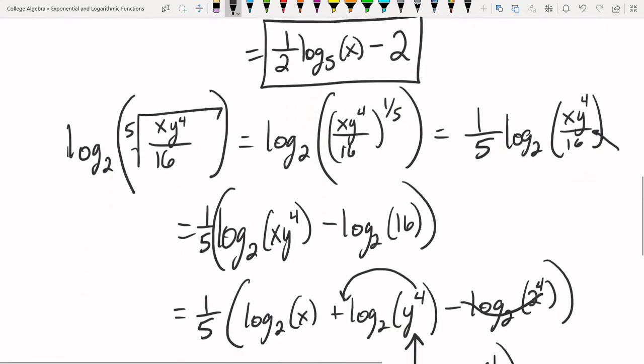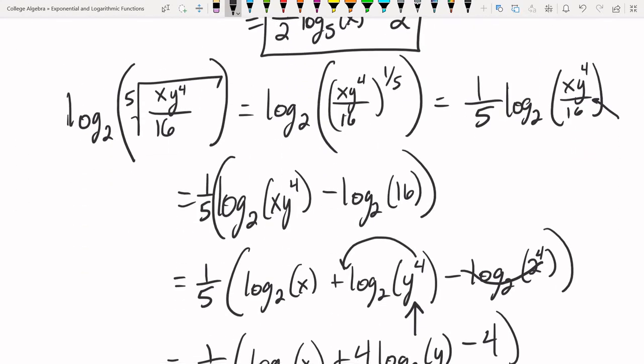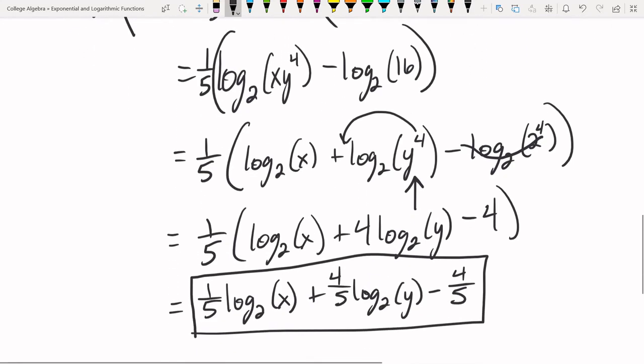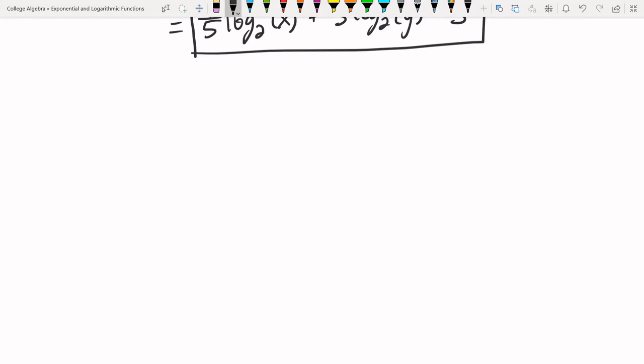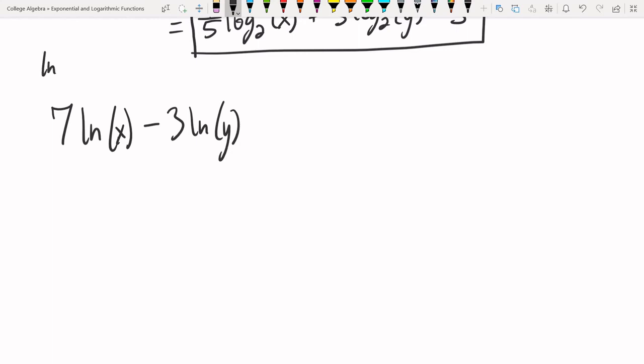Okay. Now, what I've done in these two problems was expand them. The next problems I want to condense into a single logarithm. So let's say we have 7 times the natural log of x minus 3 times the natural log of y. Ln just stands for log base e, but ln is shorthand for it since it's used so frequently that we have a simpler way of writing it.